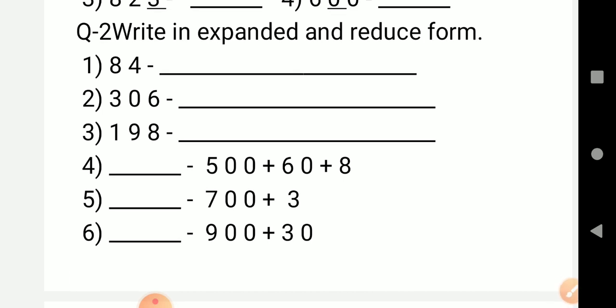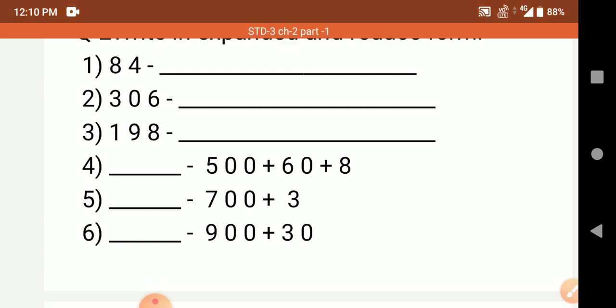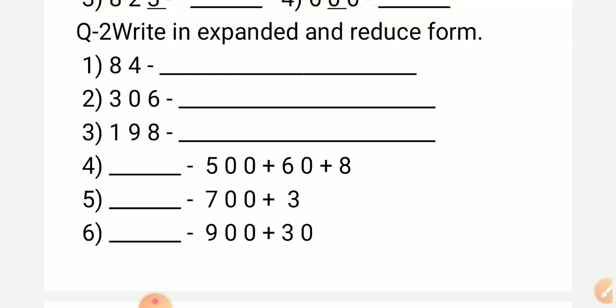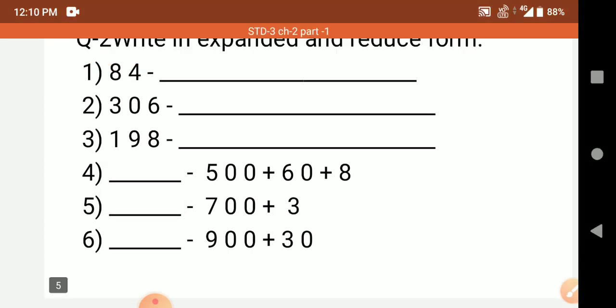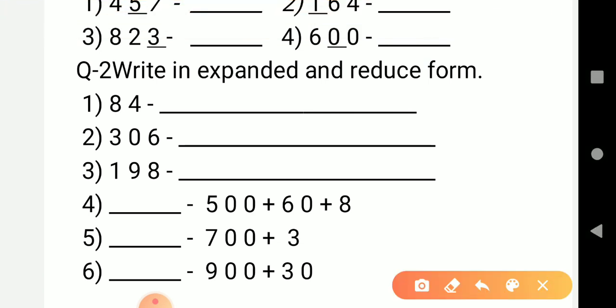My second question is, write in expanded and reduced form. Write the numbers in expanded and reduced form. See, here the numbers given: 1, 2, 3, you have to write the expanded form, and in 4, 5 and 6 the expanded form is given, so you have to convert it into reduced form. Okay, my first number is 84. So how to write it in expanded form?